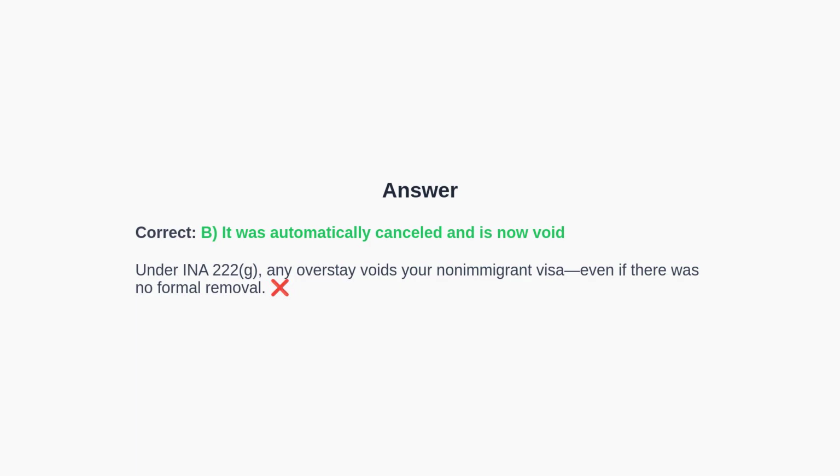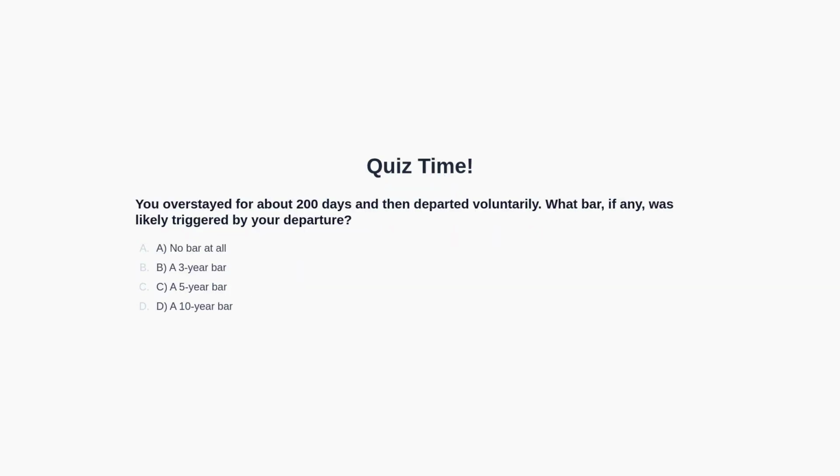The correct answer is B. Under Section 222G, even a short overstay automatically cancels your non-immigrant visa. While you may not have a formal ban, you cannot rely on that visa for future entry and must reapply in your home country. Question: you overstayed for about 200 days and then departed voluntarily.